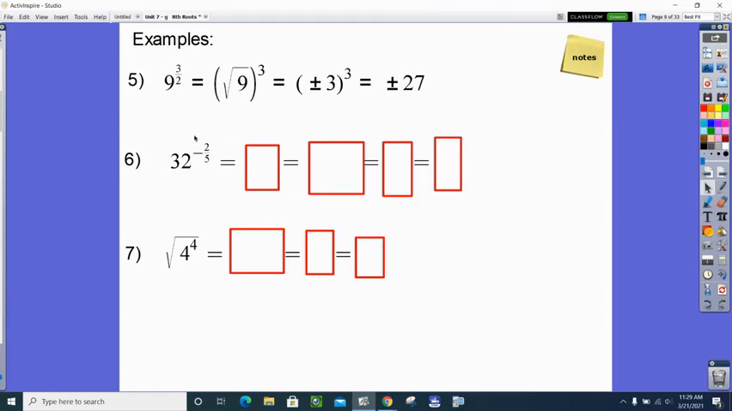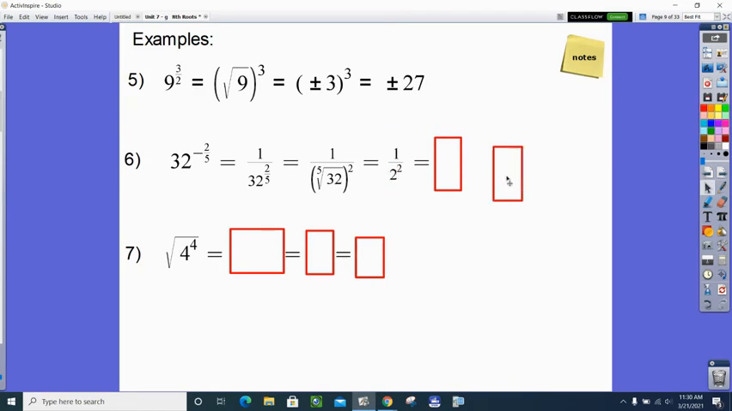So the next one is the same problem. Don't let this negative freak you out. You're going to reciprocate it and it becomes a positive exponent, which we learned in our first exponent rule of this unit. And now the 5 is going to become the index, and the 2 is going to become the exponent. So I'm going to take the fifth root of 32 and then square it. Now this is an odd, guys. Odd, odd, odd. One answer. So what number to the fifth gives you 32? And then I'm going to square it. Final answer, 1/4.